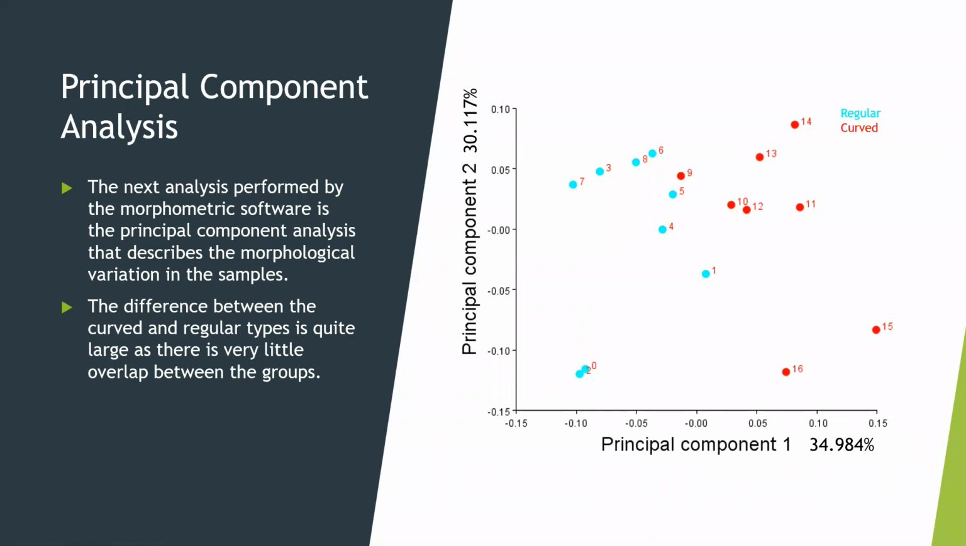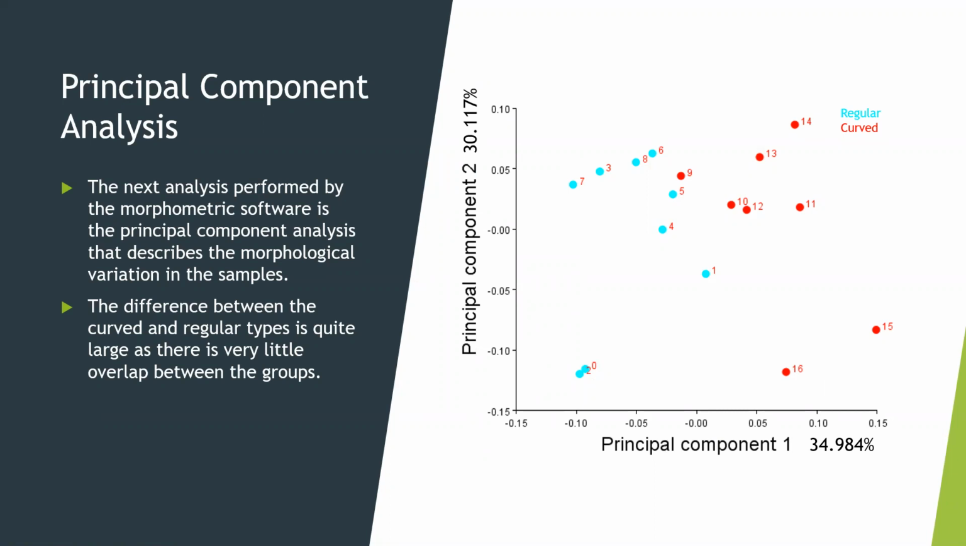This figure shows the results of the principal component analysis. It's often used to make complex multivariate data easy to explore and visualize. The axes on the scatter plot account for the amount of variation in shape of the samples, and they are correlated to differences in aspects of the shape of the elements.